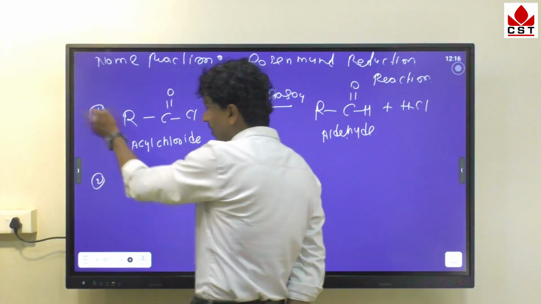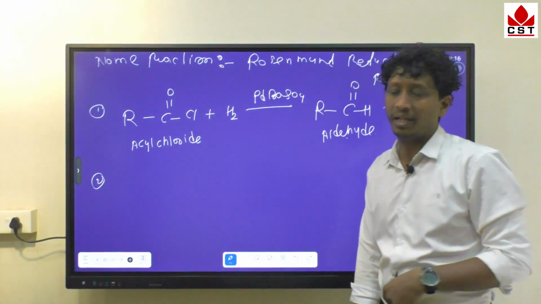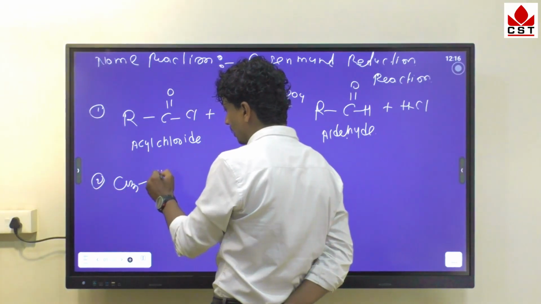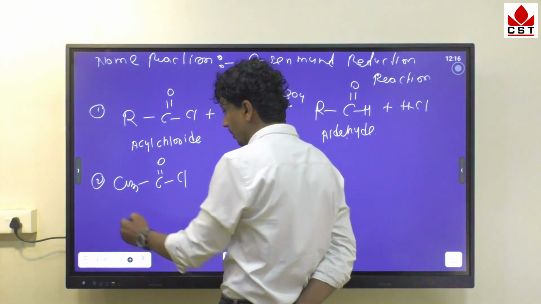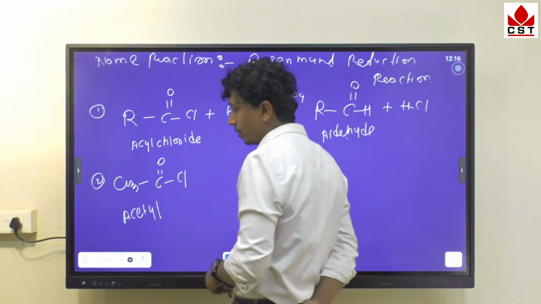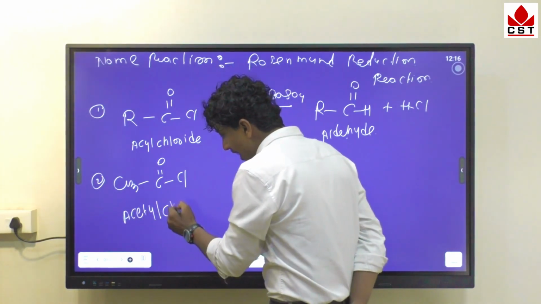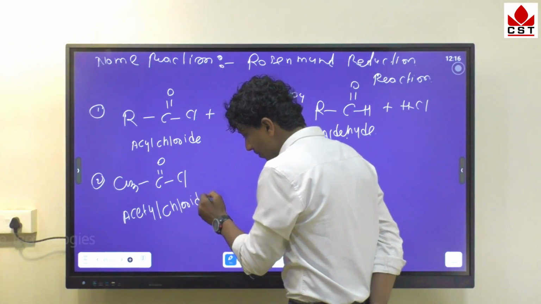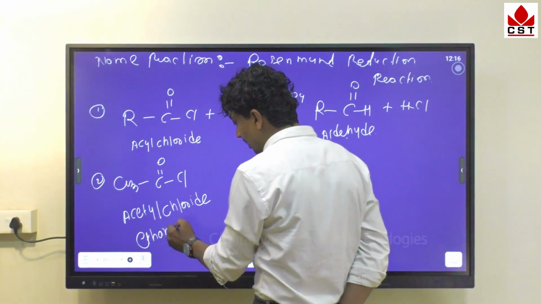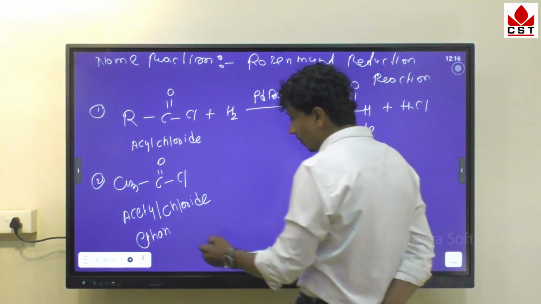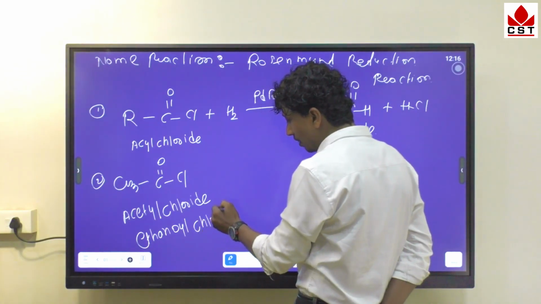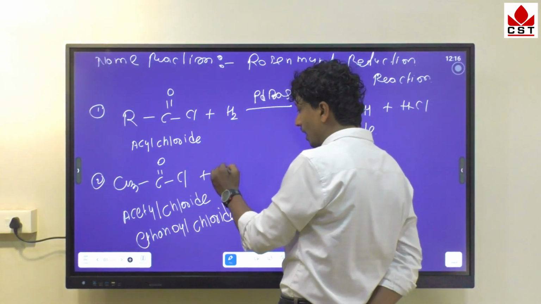Example of the general reaction. Example number 2: CH3 C double bond O bond Cl. The common name of that reactant is acetyl chloride. What about the IUPAC name? The 2 carbon chain is ethane. Replacement of the 'e' of ethane by 'oyl' gives the compound called ethanoyl chloride.